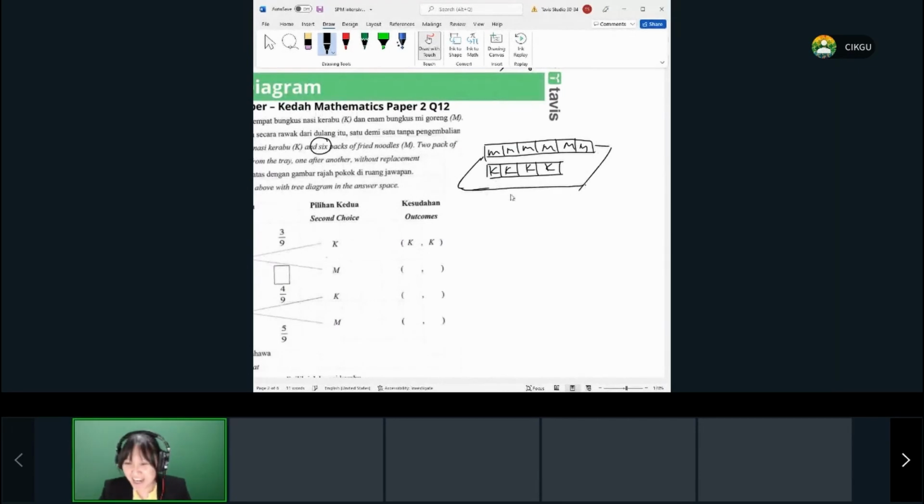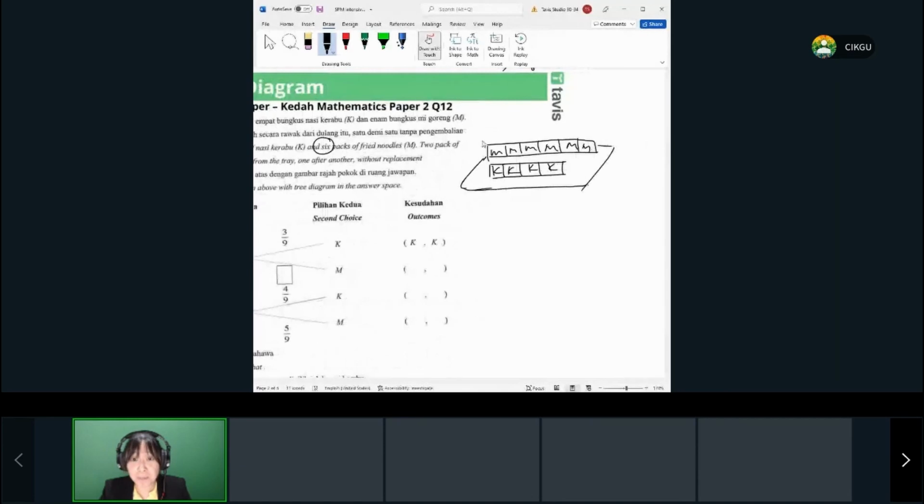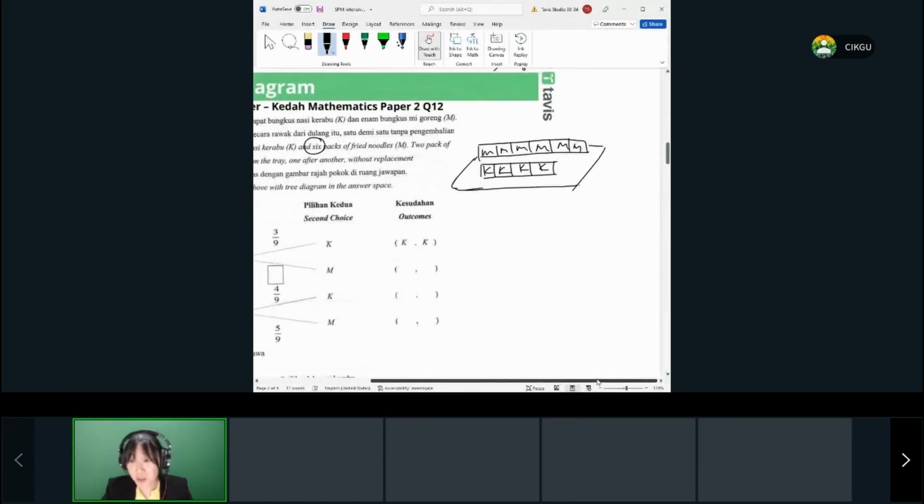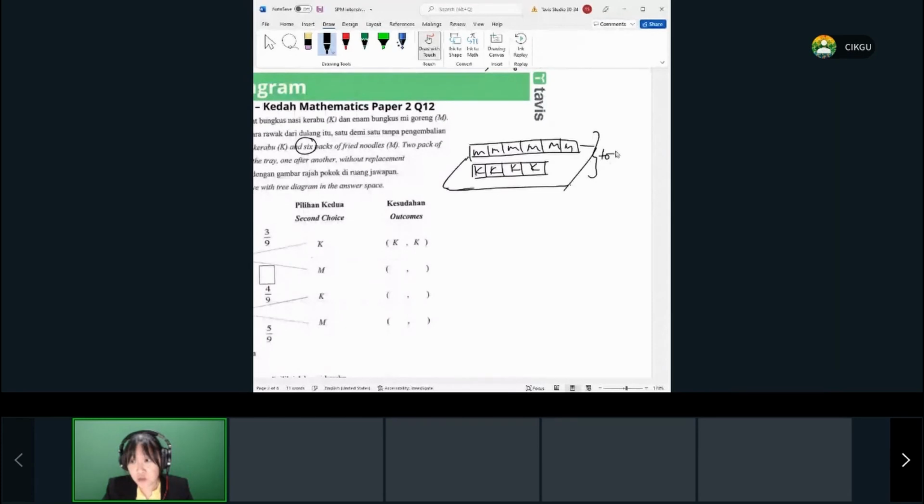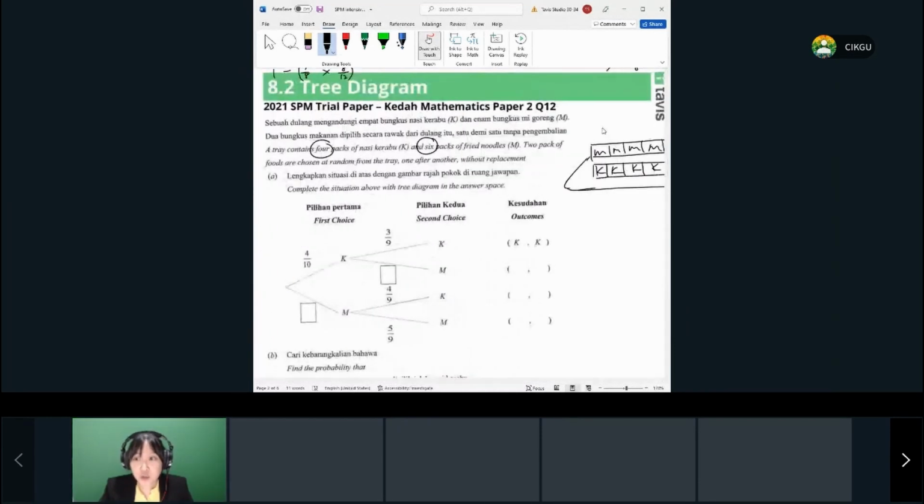Very clear. So how many packs are there in total? The moment you draw this, it's very clear, right? In total you have 10 packs. Then what do they say? 2 packs are chosen at random, one after another. That means you cannot pick 2 at the same time. You must pick 1 first, and then pick another one without replacement. After you pick 1 pack out, you do not put it back into the tray. You straight away pick the second pack.